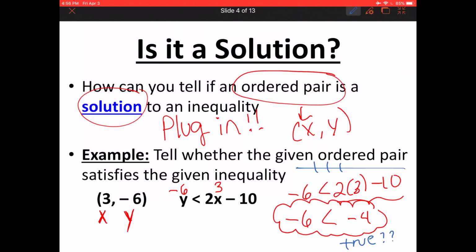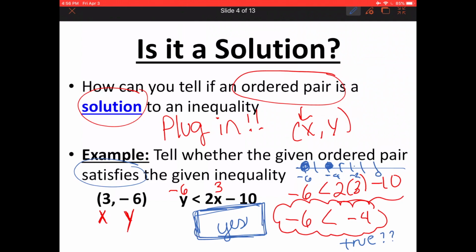Think of your number line. If we have 0 here, we go -2, -4, -6. So is -6 less than -4? And you would tell me, yes, it is. So the answer to this question, does the ordered pair satisfy the given inequality?